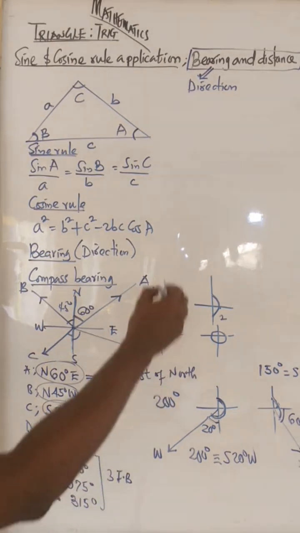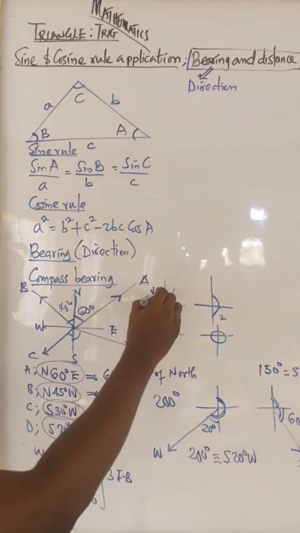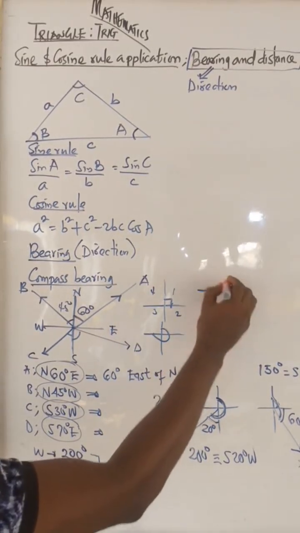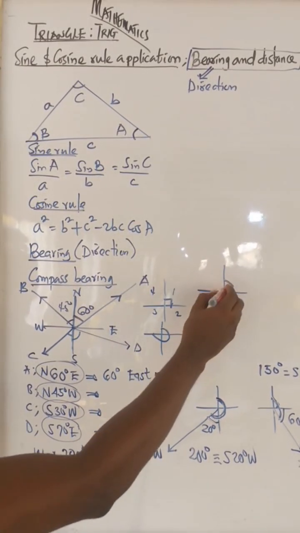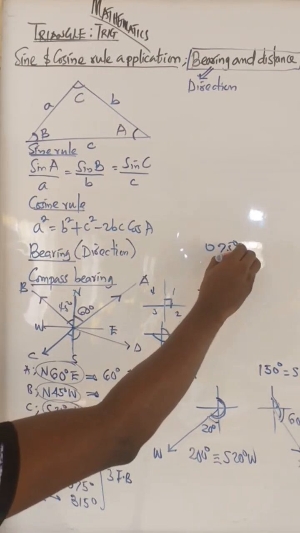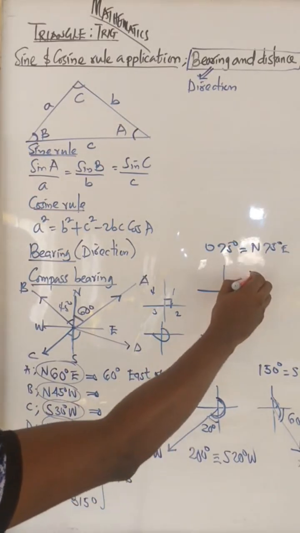So for this 75, it's not up to 90. So definitely it will be part of what? Northeast. Because 75 is from here to here. Let's use this one for that purpose. This one for the 75. So 75 is up to 90. So it means 075 degree is equivalent to north 75 degree east. So this is the direction of point Y.